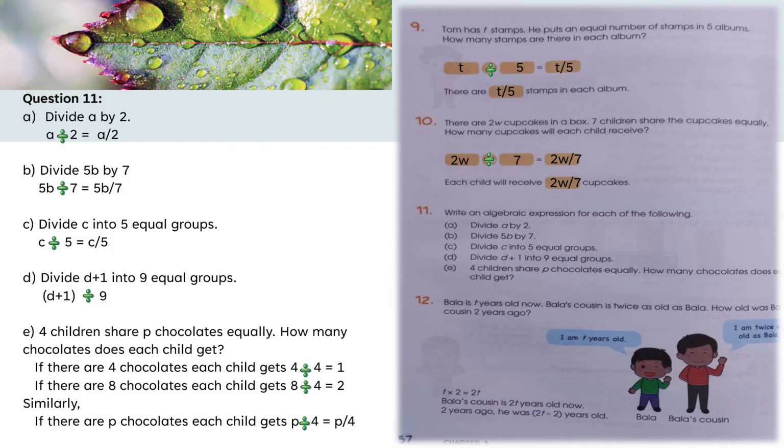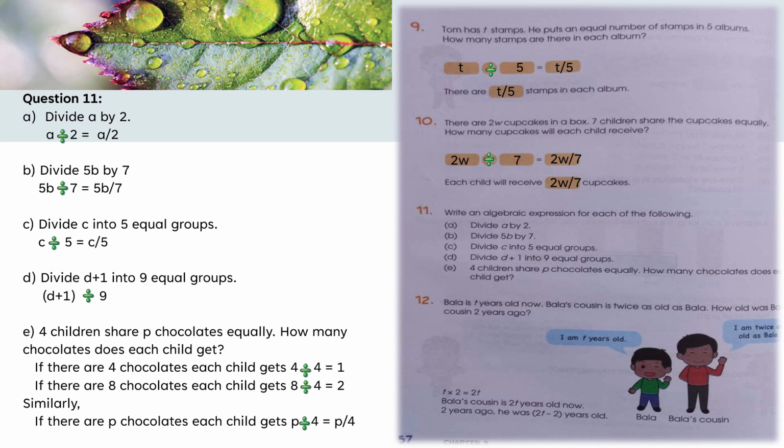Question number 9 says Tom has T stamps. He puts an equal number of stamps in 5 albums. How many stamps are there in each album? As there are T stamps, we are going to divide T by 5, because T represents the total number of stamps. So the algebraic expression is T divided by 5.